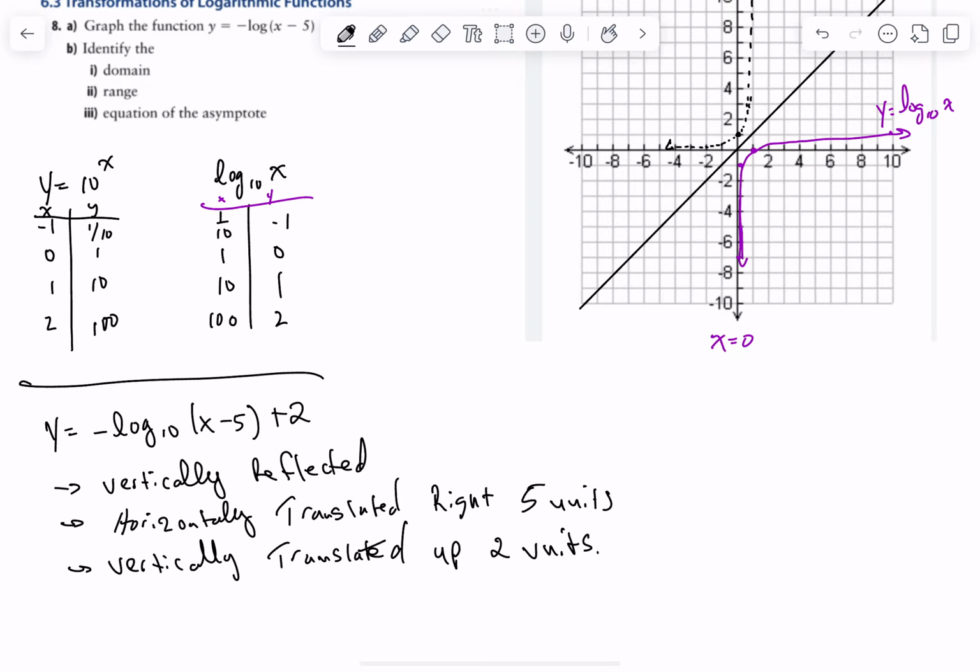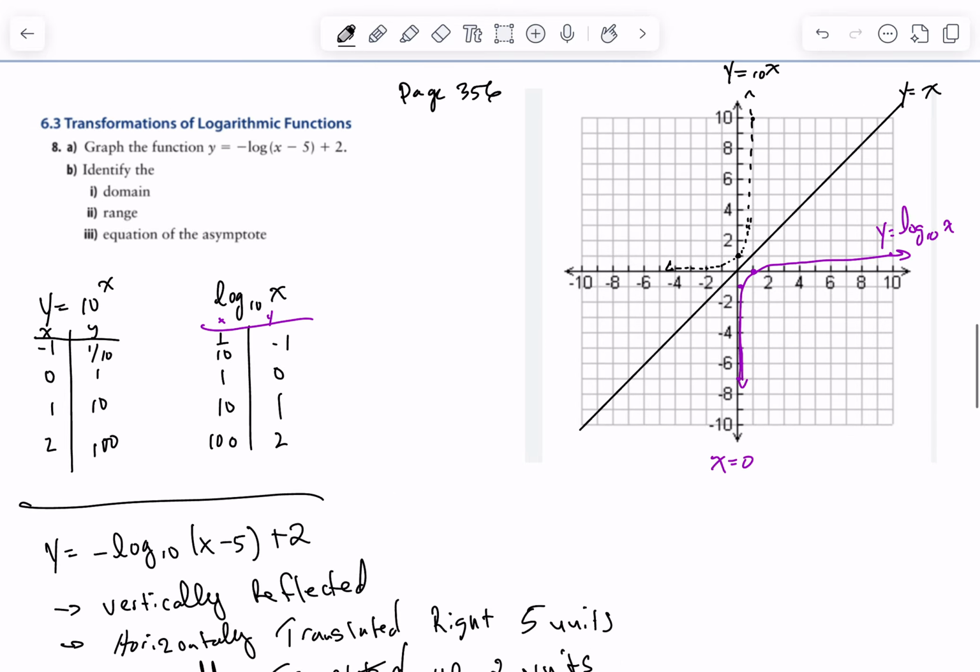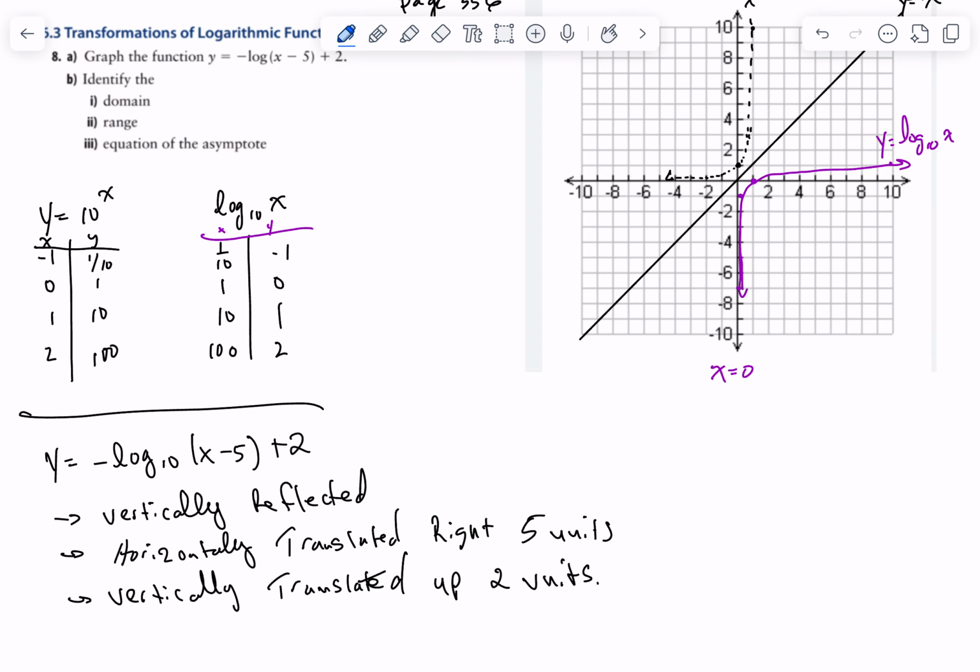I'm going to reflect it, so it's now going to be facing upwards. And then it's going to be somewhere in here, here, and over here, right? Those blue points. And then they all need to be horizontally translated to the right 5 units. So our 10 is going to end up off. Okay, but that's okay. It's going to be over here at 15 or somewhere.